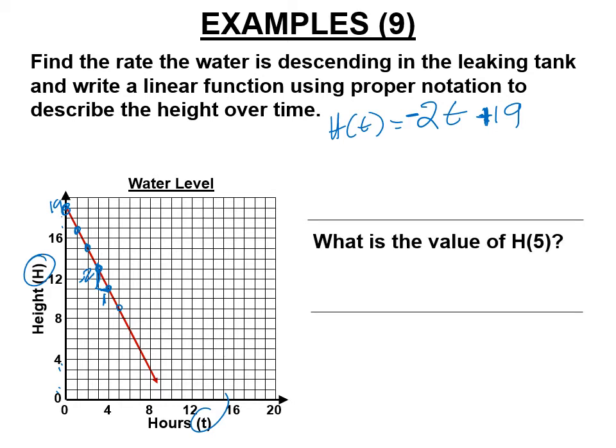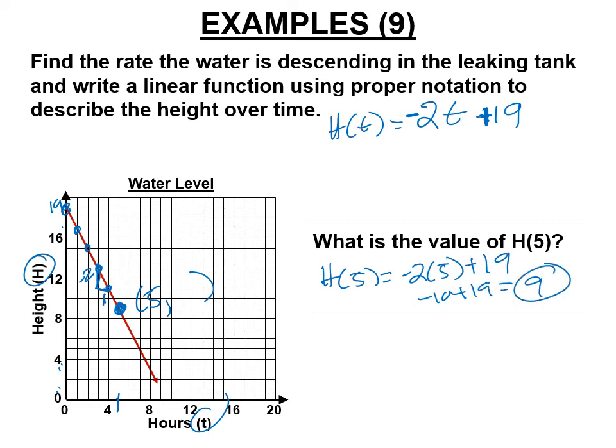What is the value of h of 5? So at 5 hours right there, what should this value be? Let's see, h of 5 equals negative 2 times 5 plus 19, negative 10 plus 19 equals 9. Let's assume this is feet, but so 5, 9, yeah, that's at 5, 9.